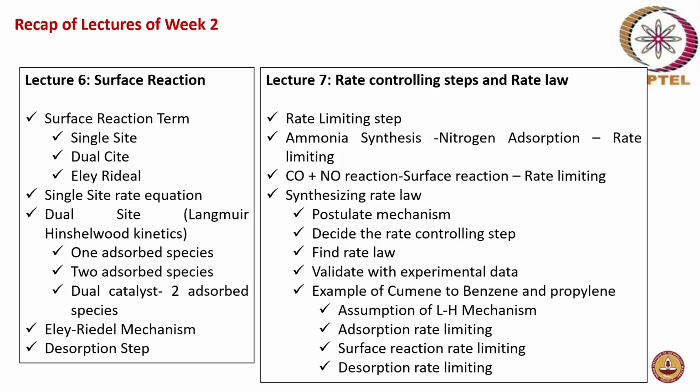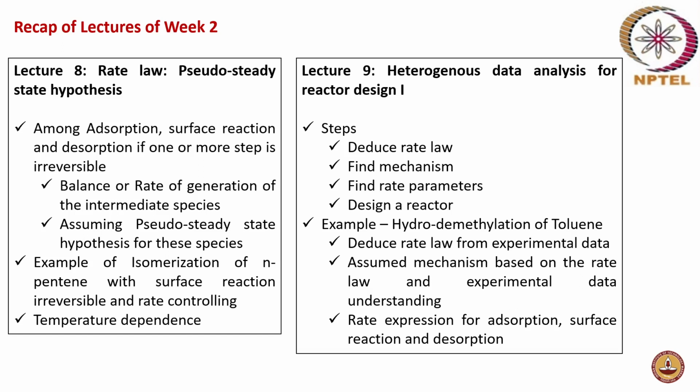So an example problem of cumene to benzene and propylene was discussed under this, where there was an assumption of Langmuir-Hinshelwood kinetic mechanism, with adsorption as rate limiting, surface reaction as rate limiting, and desorption as rate limiting. How under each of these cases the rate law was covered. And then what happens when one of the steps in catalytic reaction is irreversible. So a pseudo steady state hypothesis for the species would be assumed. So that was discussed, with an example.